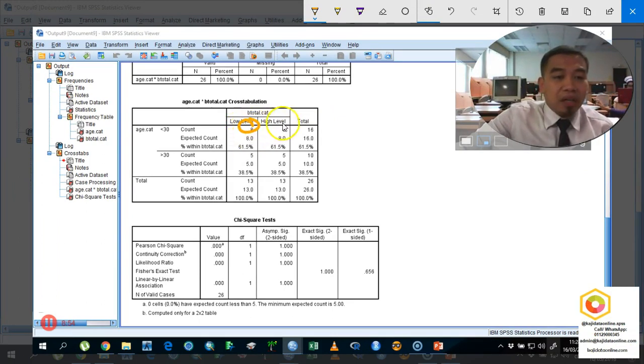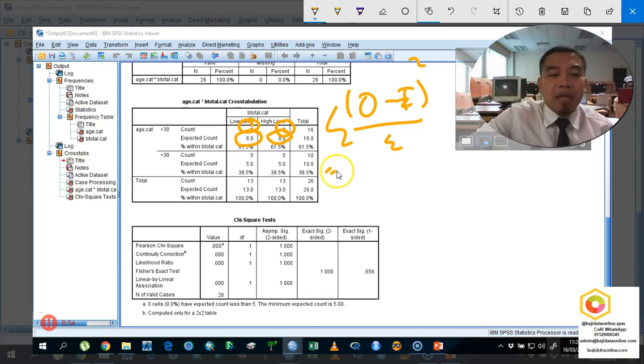This is your count. This is your expected count. And then these counts are used in this kind of formula: observed minus expected, to the power of 2, divided by the expected, and then you sum it up and you get the chi value. The chi value indicated here is very small.